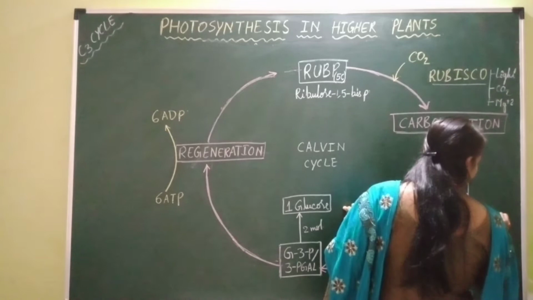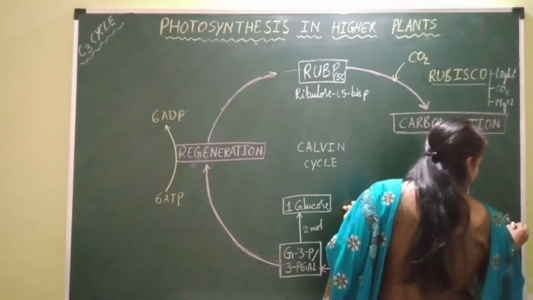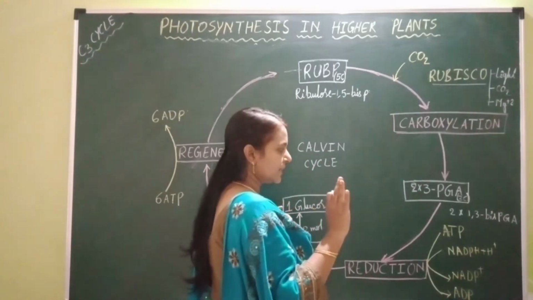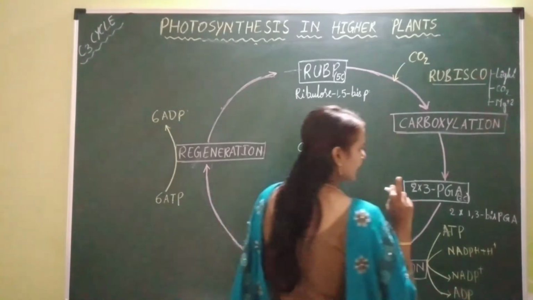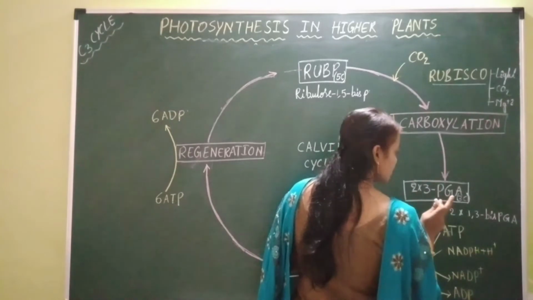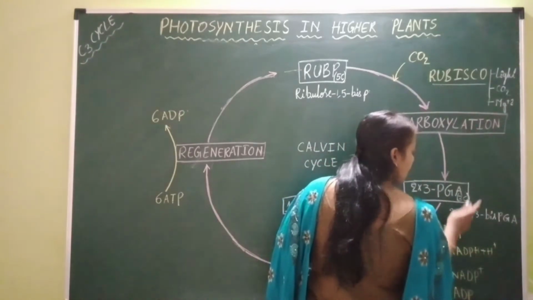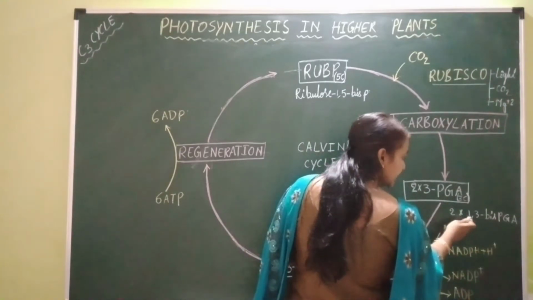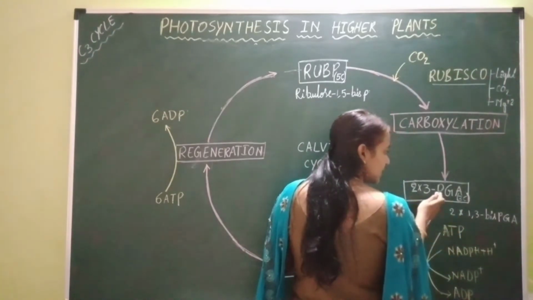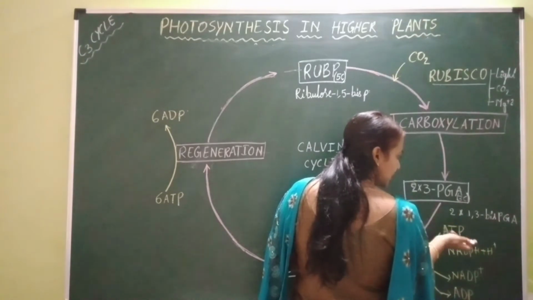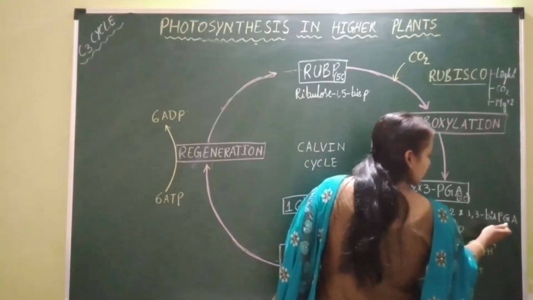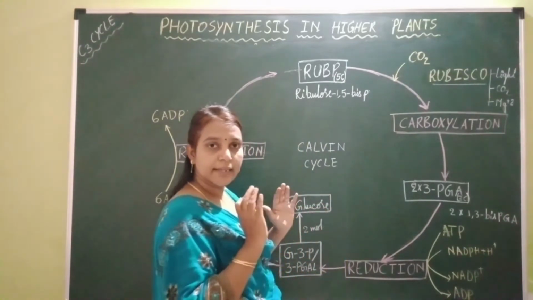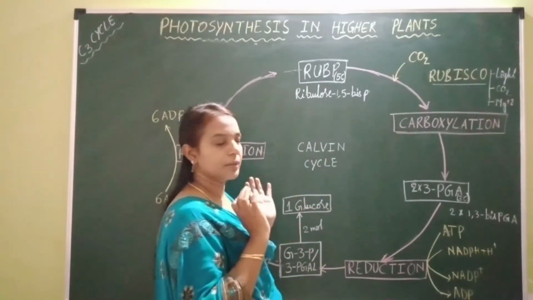1,3-bisphosphoglyceric acid, 1,3-bis-PGA. For this phosphorylation, phosphate is donated by ATP and that phosphate is added at the first position. Already a phosphate is present at the third position and a new phosphate is added at the first position, and hence this 3-phosphoglyceric acid has become 1,3-bisphosphoglyceric acid. Okay, so this is the first step of reduction, that is phosphorylation, during which ATP is consumed.